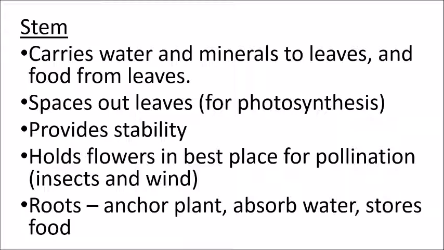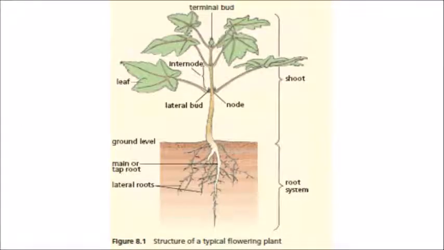It provides stability for the plant because it's a strong structure, it's made out of strong tissues, and again it holds the leaves in the best place for photosynthesis. The roots form from the stem, and these are used to anchor the plant in the soil.